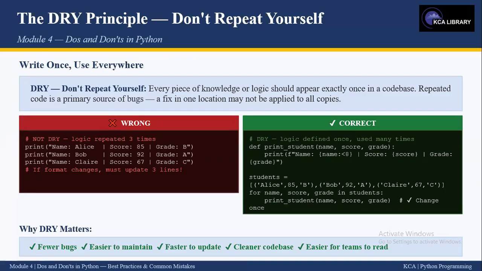The DRY principle, don't repeat yourself. Write once, use everywhere. Every piece of knowledge or logic should appear exactly once in a code base. Repeated code is a primary source of bugs. A fix in one location may not be applied to all copies. So this is wrong on the left, and this is how you can do it on the right. Fewer bugs, easier to maintain, faster to update, a cleaner code base, and easier for teams to read.